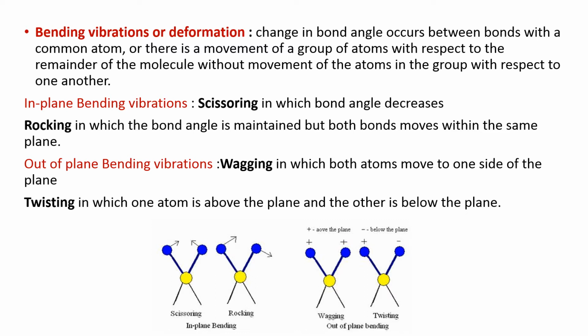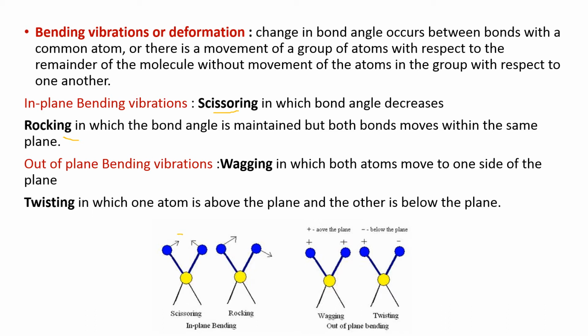This leads to change in bond angle between bonds with a common atom, or there is a movement of group of atoms with respect to the remainder of the molecule without movement of atoms in the group with respect to one another. So in-plane bending vibrations and out-of-plane bending vibrations are two different types. Again they are subdivided into scissoring and rocking. In in-plane bending vibrations, because of scissoring, bond angle will decrease.